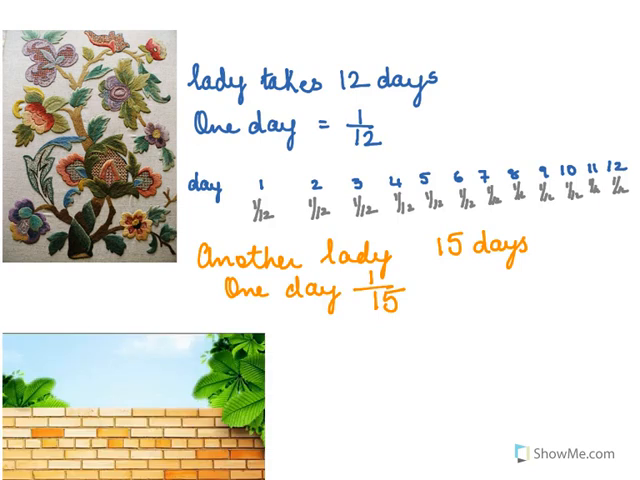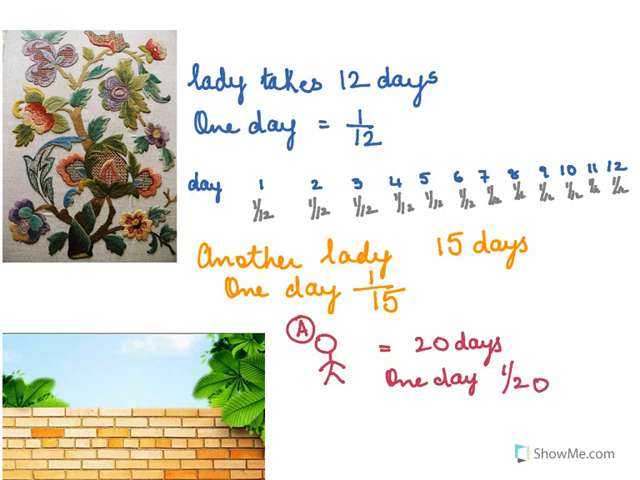Here's a picture of a wall. And now we have this one man, say A. He takes 20 days to build this wall. That means in one day, how much work would he have done?